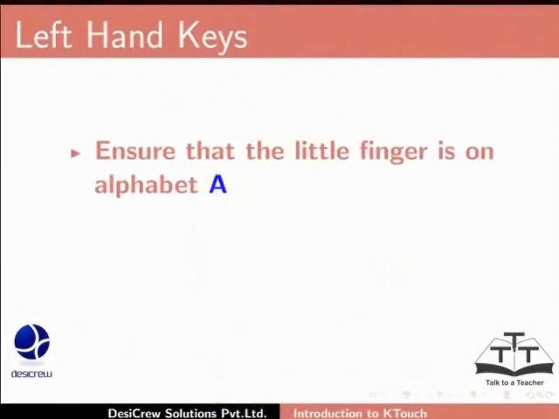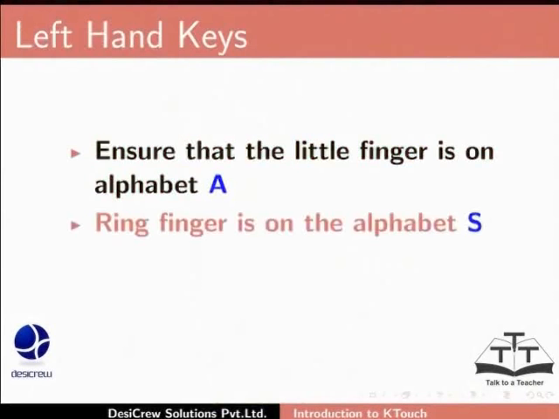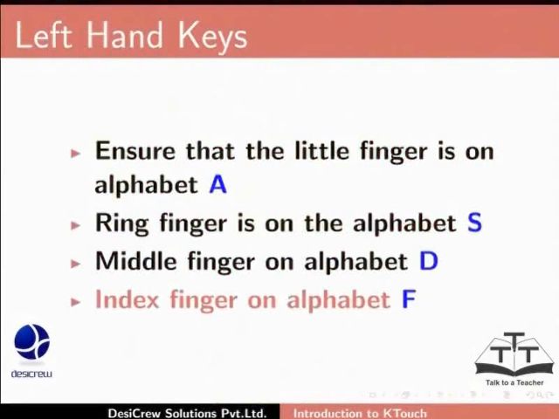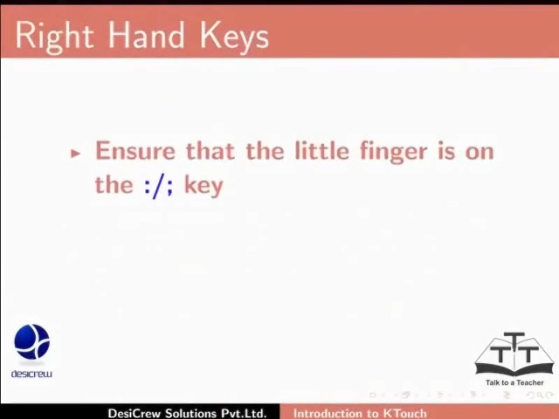Place your left hand on the left side of the keyboard. Ensure that the little finger is on alphabet A, ring finger is on the alphabet S, middle finger is on the alphabet D, index finger on the alphabet F. Now place your right hand on the right side of the keyboard. Ensure that the little finger is on the colon/semicolon key.